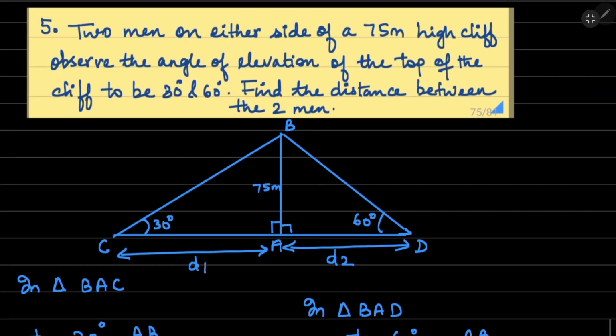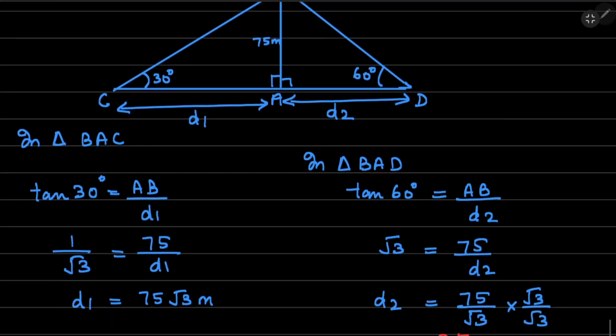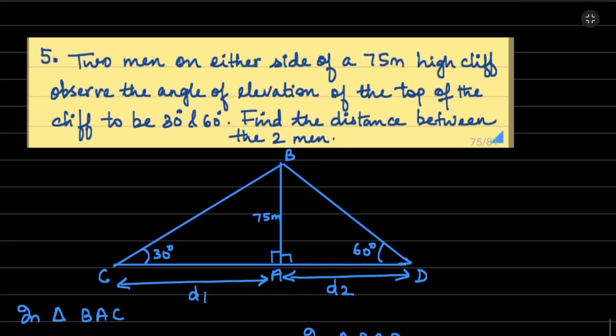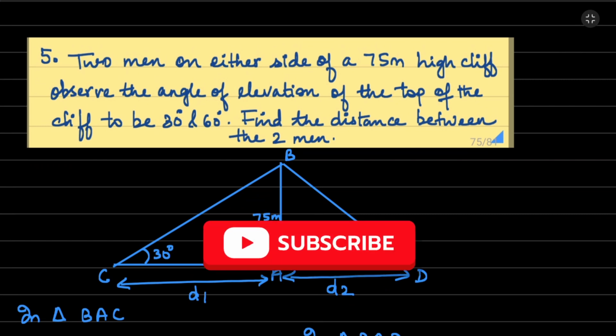Very easy question, just two right angle triangles, that's all. I hope you understood. So this is how you solve. This is a question from chapter 9, which is Applications of Trigonometry. So very good questions. I hope you liked it.